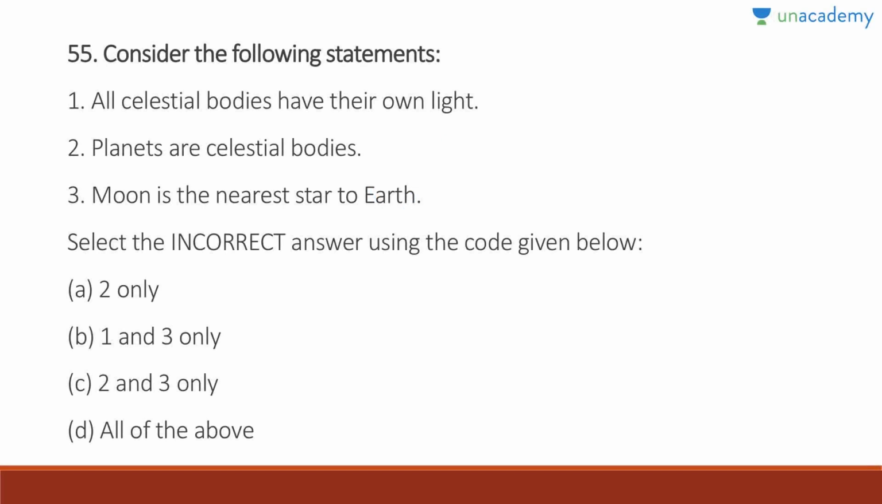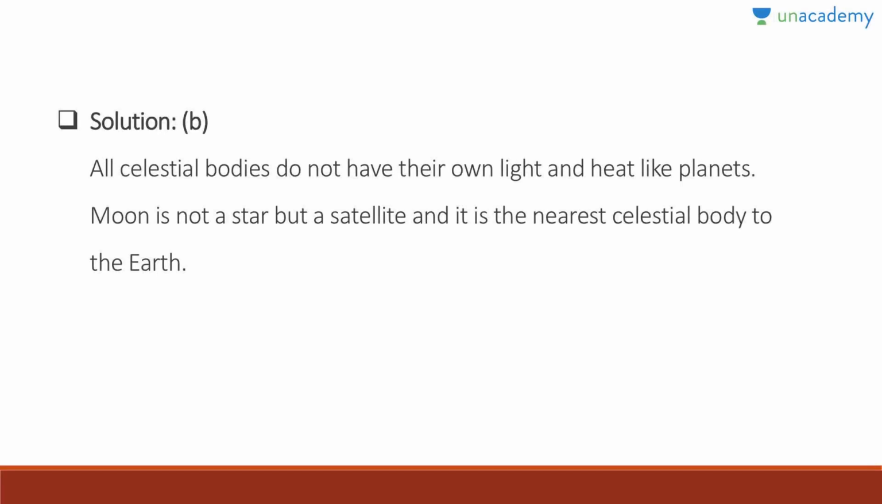Question number 55. Of all the following statements, consider which is incorrect. All the celestial bodies have their own light. This is absolutely wrong. Only stars and very few other bodies have their own light. Most of them do not. Planets are celestial bodies. This is 100% correct. Moon is the nearest star to the earth. No, sun is the nearest star to the earth. Answer here is 1 and 3. Moon is not a star. It is a satellite. It is the nearest celestial body to the earth. All the celestial bodies do not have their own light and heat, like planets.